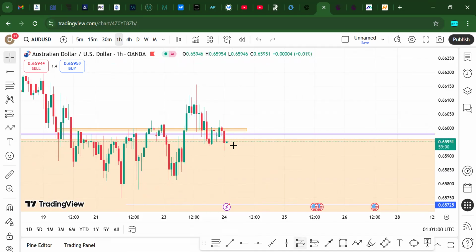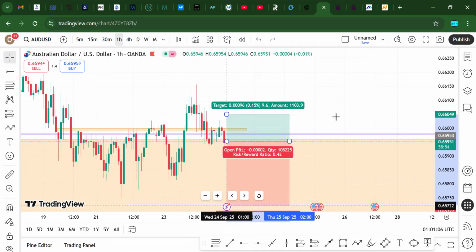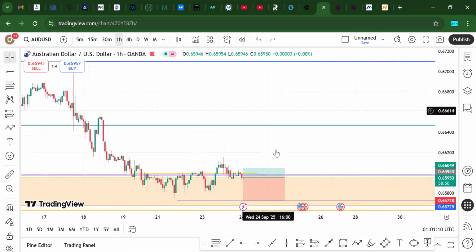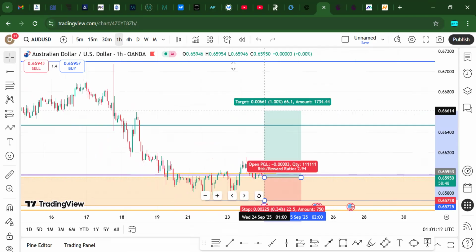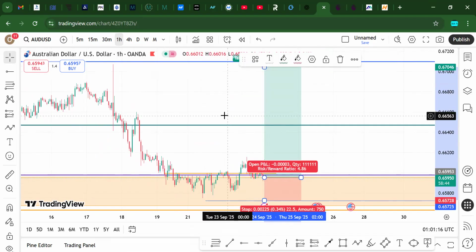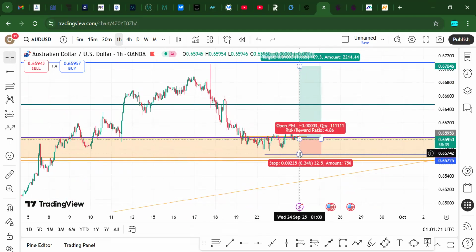I got into this trade somewhere around here, and my stop loss was about 20 pips, and my first take profit would be price coming to this place. That's a risk to reward ratio of about 4. My stop loss was about 20, I think 22 pips here.